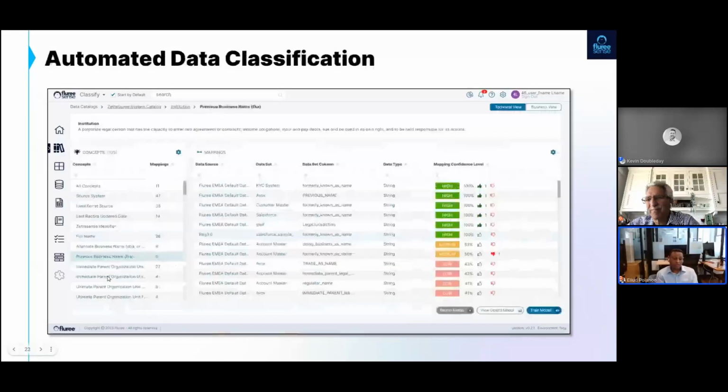Now, the trick to make this stitching happen is it's got to be smart and it's got to be automated. So here we're looking at one specific business term called previous business name. When we go back and say, can you identify where is the previous business name, this will run through an AI classification system. It'll go through and try to find all the different tables across all the sources where it contains something that could correlate to previous business name. And then you give thumbs up and thumbs down. As you go through this process of reinforcing, the model gets pretty smart.